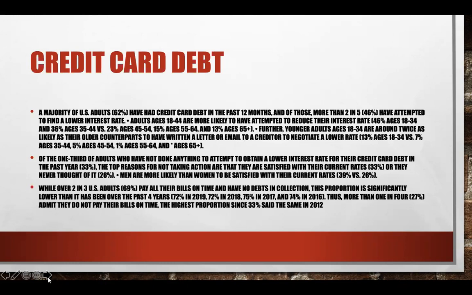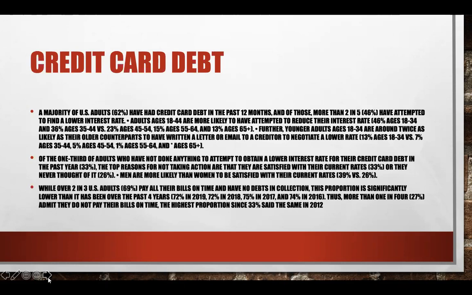And we want people to have no credit card debt, but we want that to be 5 in 5. Everyone should be attempting to find a lower interest rate. Adults ages 18 to 44 are more likely to have attempted to reduce their interest rate. Further, younger adults ages 18 to 34 are around twice as likely as their older counterparts to have written a letter or email to a creditor to negotiate a lower rate.